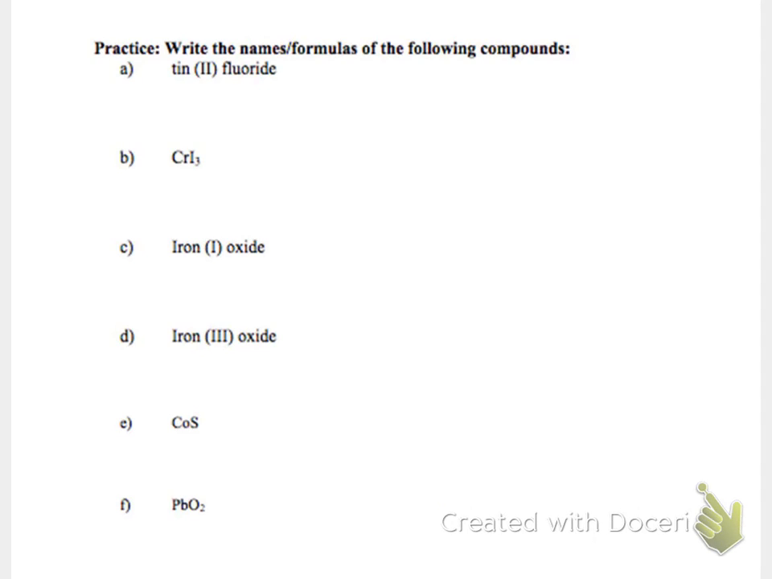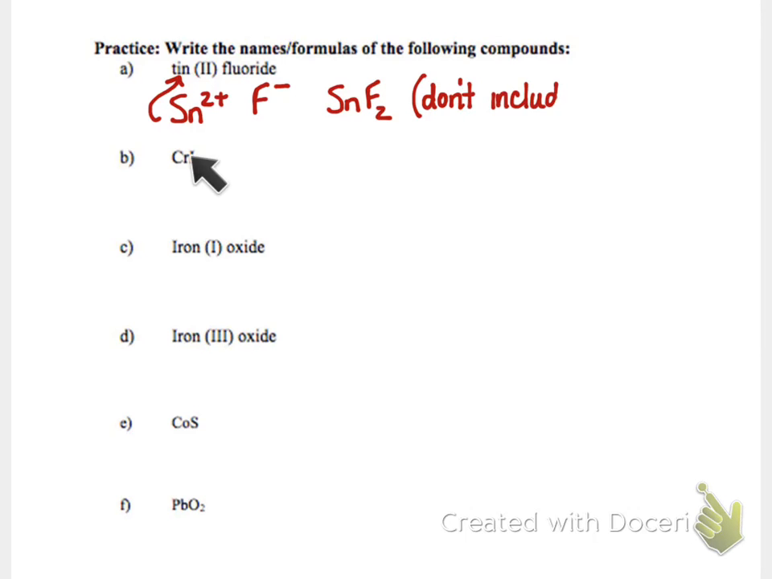So for practice, we're going to write the names and/or the formulas for the following compounds. For the first one, tin(II) fluoride, we know the charge on tin because it's in Roman numerals, which is 2. So tin has a +2. Fluoride is an anion that never changes. It's still -1, same as always. Put them together, make a formula, SnF2. We don't include the Roman numeral in the formula. We know that it's there, but we don't write it down in the formula.